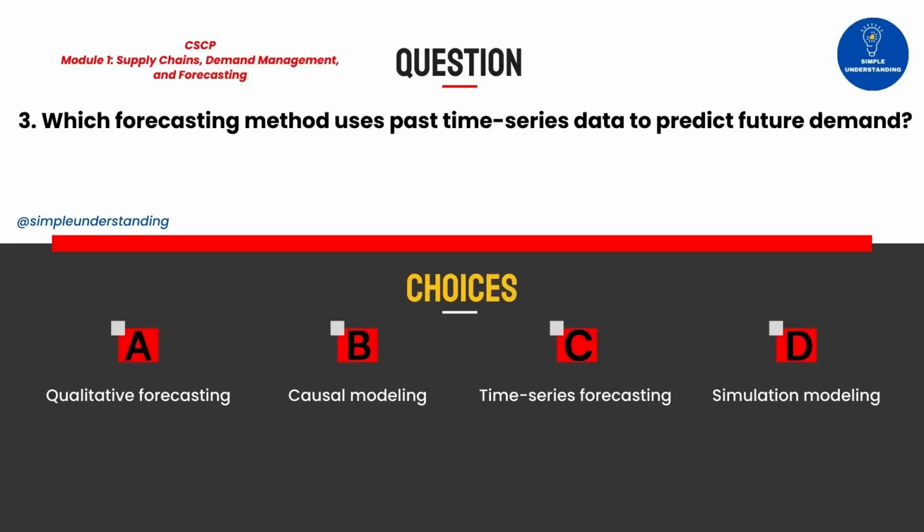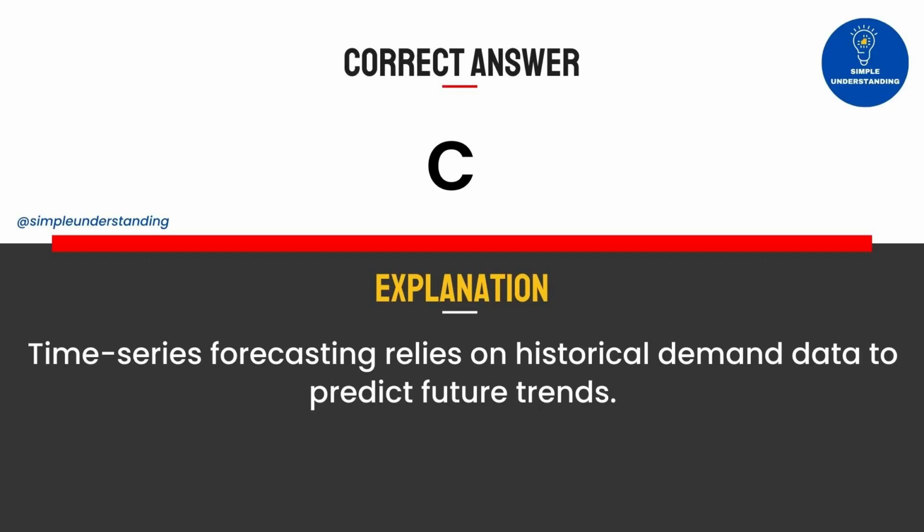3. Which forecasting method uses past time series data to predict future demand? A. Qualitative forecasting. B. Causal modeling. C. Time series forecasting. D. Simulation modeling. Correct answer, C. Explanation. Time series forecasting relies on historical demand data to predict future trends.